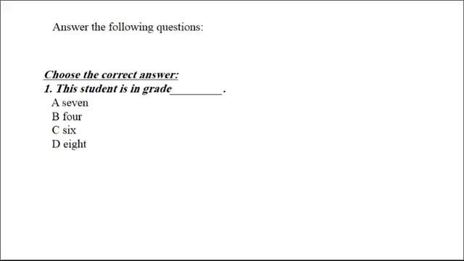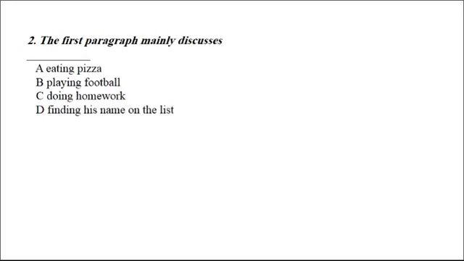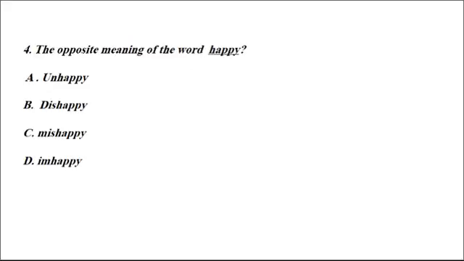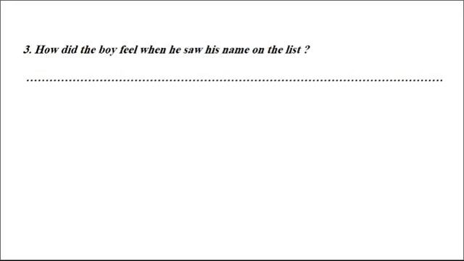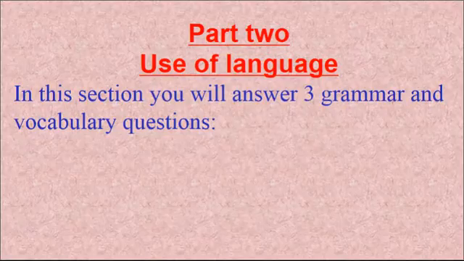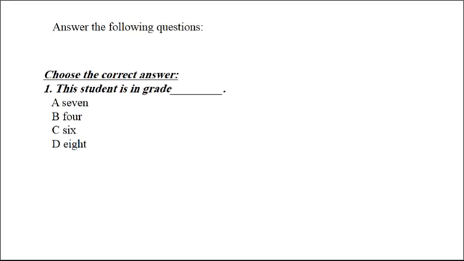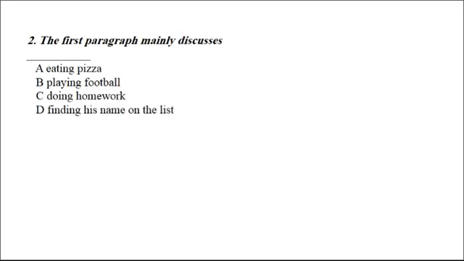And as my colleague Mr. Samir told you, you have 2 kinds of questions: multiple choice questions and analytical or critical questions. This question, for example, this is question number 1. This student is in grade. You have 4 multiple choice answers, and you have to go back to the text to decide the true answer. Also, the second question, number 2, is also a multiple choice question.